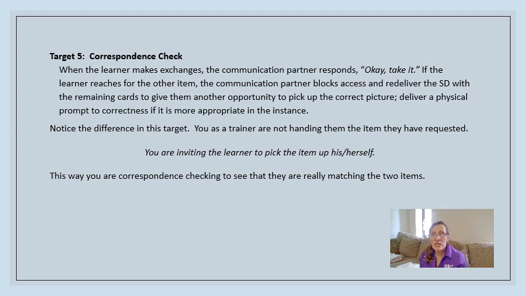So what I want you to notice is that the big difference in this correspondence check target is that you're not handing them the item. You have the items on display on the table and under your control, and you're letting them pick that item up by him or herself. So that's how you're cross-checking. You're seeing if they're actually reaching for the right item. So that's what the correspondence check is, and that's what the big difference is.